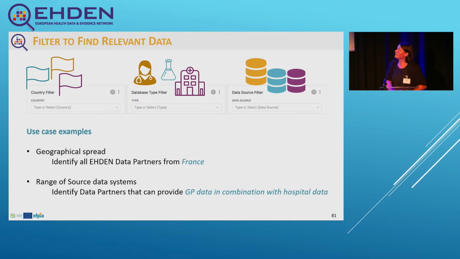And also here you can, of course, filter based on what you find relevant. So do you want to search for a certain country or for a certain database? So are you interested in the geographical spread of your data, or more, for example, the range of the source systems? So do you want to see all the data partners from France, or do you want to identify data partners that can provide GP and hospital data in combination, or also combinations of these filters are also possible.